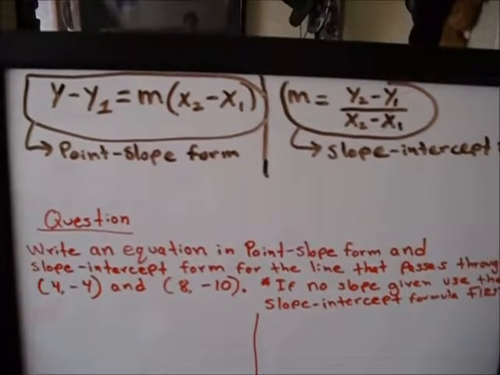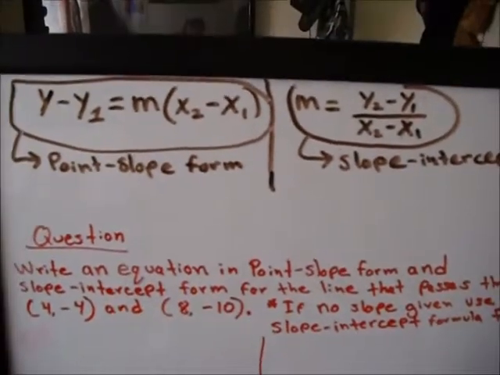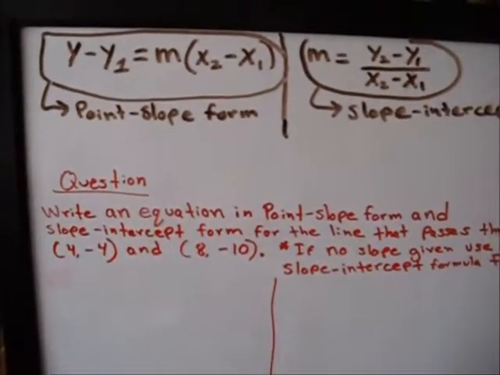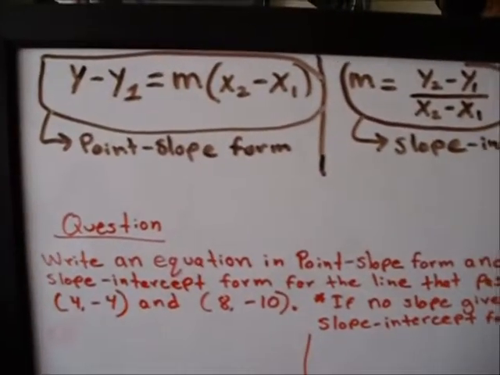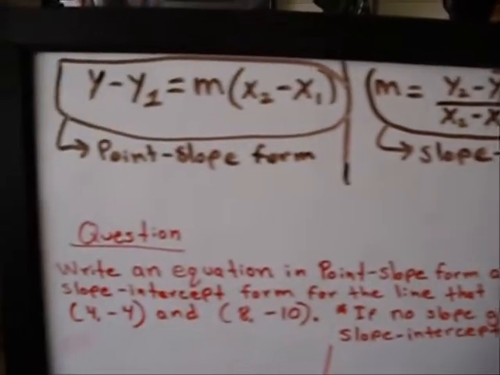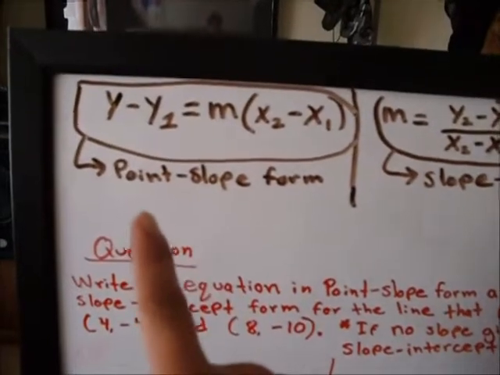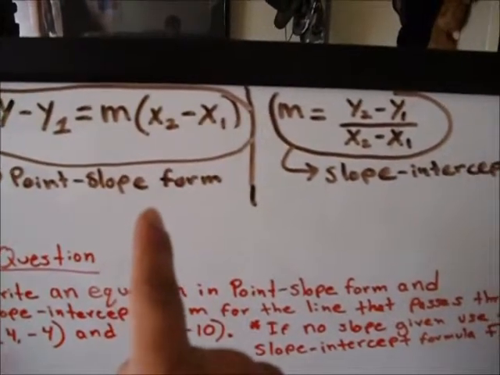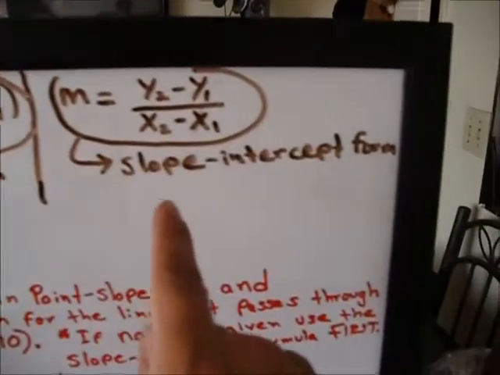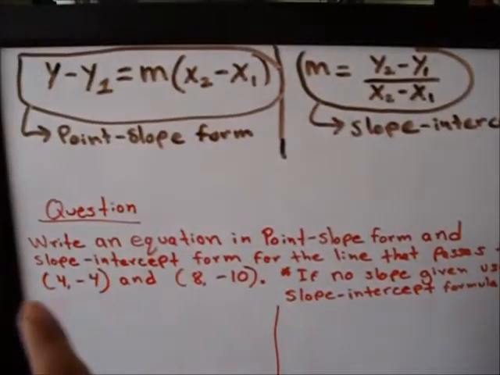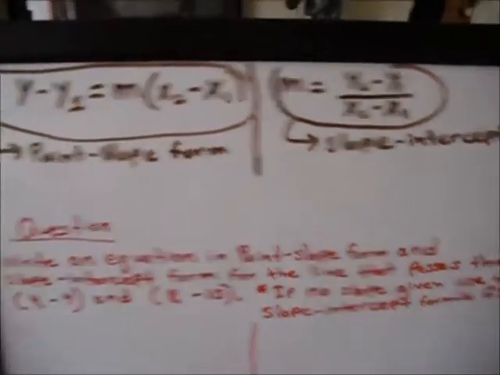Here's a math question for 8th graders out there. You guys are going to be using two formulas, and basically you're going to find the point slope and the slope-intercept form while you answer this question.